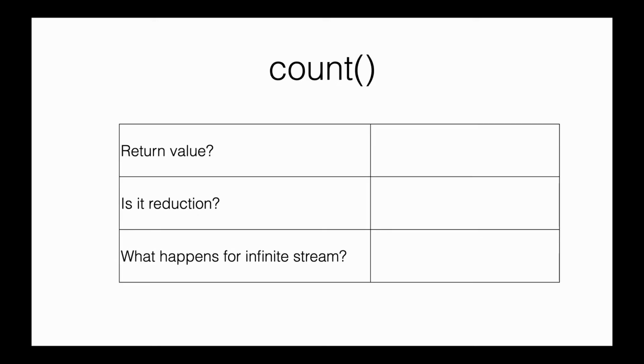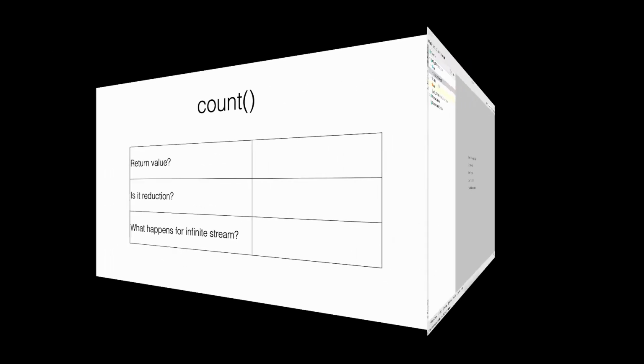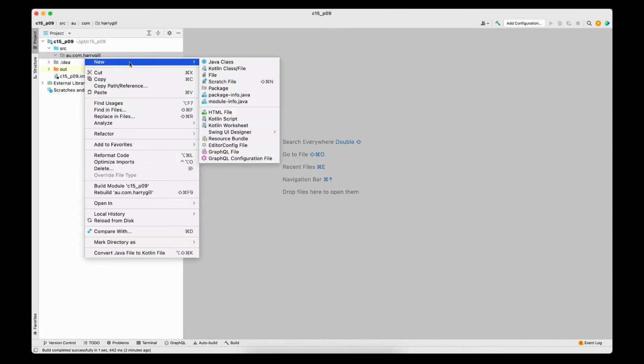So let's start with the count terminal operation. As the name suggests, this terminal operation will count the number of elements in a stream. So let's jump into IntelliJ and start writing the program.